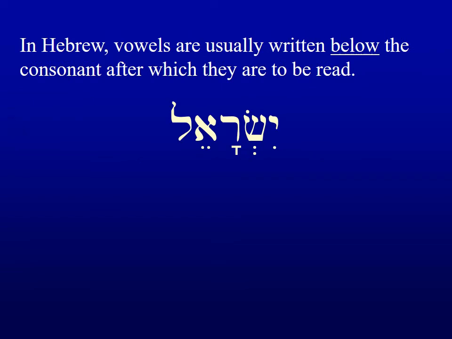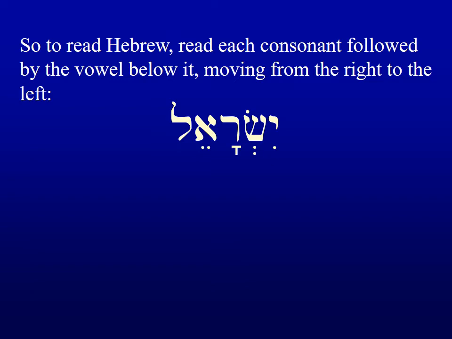So, in Hebrew, vowels are usually written below the consonant, after which they are to be read. In this word, you see the vowels have been written under the line of the consonantal writing. Now the way that you vocalize Hebrew is you start on the right of the word, which is where Hebrew always begins. You read the first consonant and then the vowel under it. So that first syllable is ye. Then you see a sin. The vowel under the sin is a silent schwa, which you will learn later in this lesson. So there is no pronunciation there.